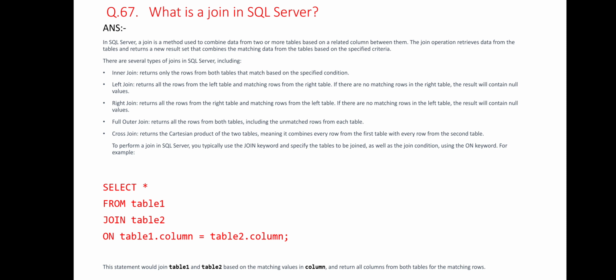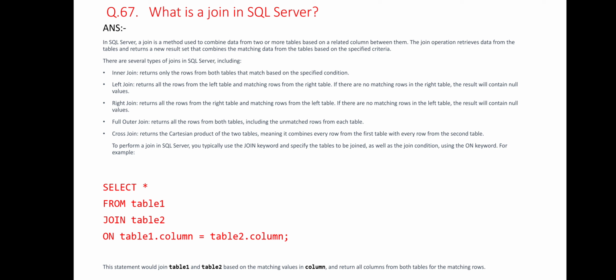Question number 67. What is a join in SQL Server? In SQL Server, a join is a method used to combine data from two or more tables based on a related column between them. The join operation retrieves data from tables and returns a new result set that combines the matching data from the tables based on the specified criteria.